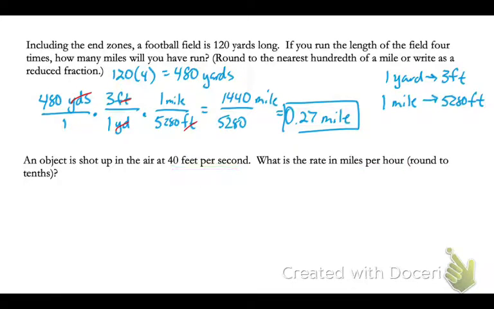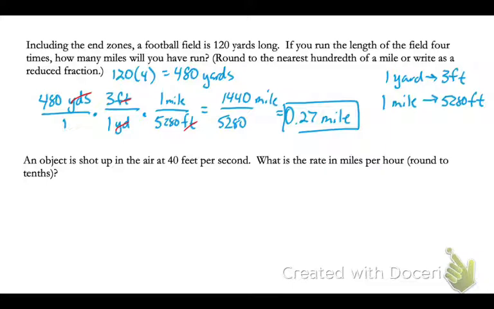So an object is shot up in the air at 40 feet per second. This is actually a rate because it is comparing 2 units, feet per second. What is the rate in miles per hour? So we have 2 conversions to make. We need to go from feet to miles and then from seconds to hours.